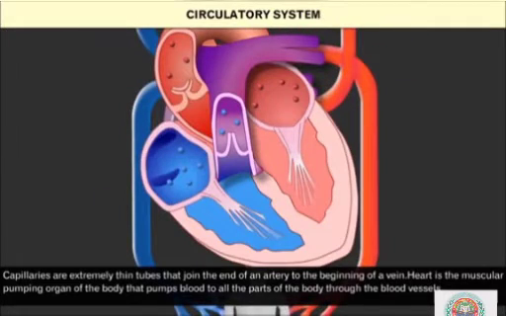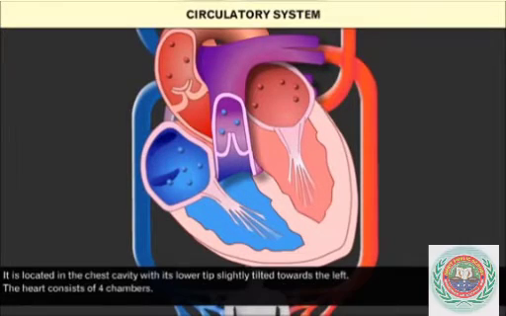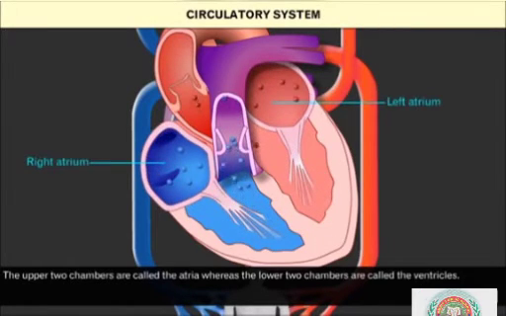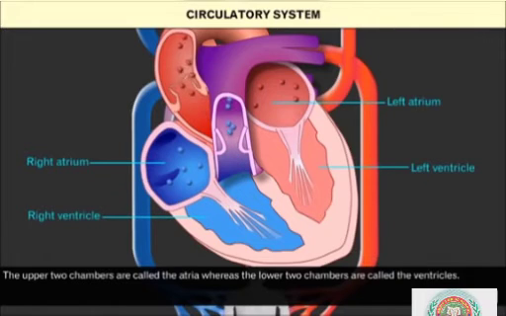Heart is the muscular pumping organ of the body that pumps blood to all the parts of the body through the blood vessels. It is located in the chest cavity with its lower tip slightly tilted towards the left. The heart consists of 4 chambers. The upper 2 chambers are called the atria, whereas the lower 2 chambers are called the ventricles.